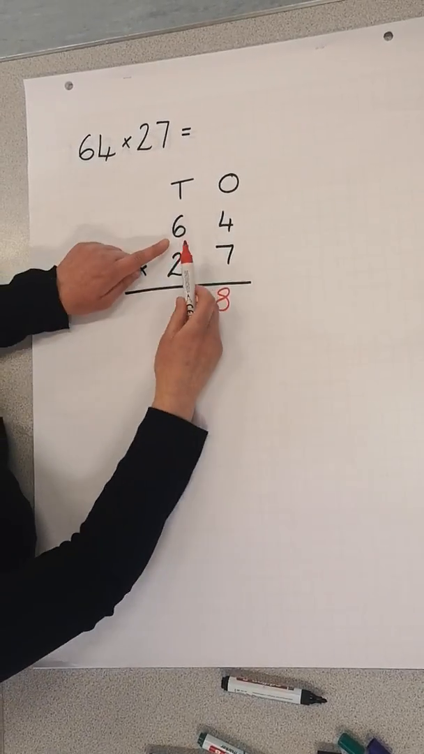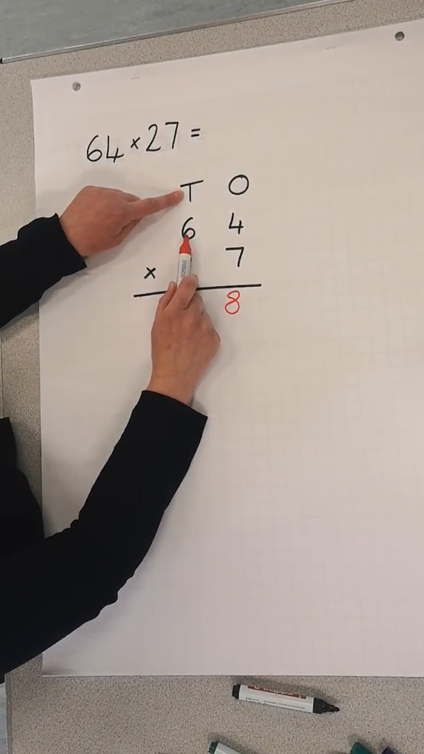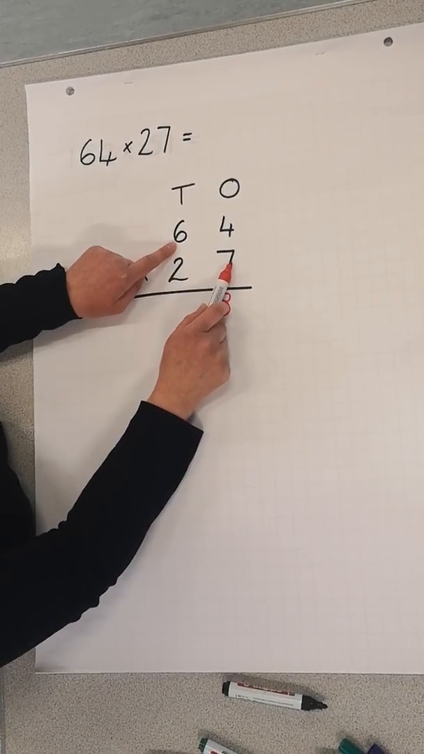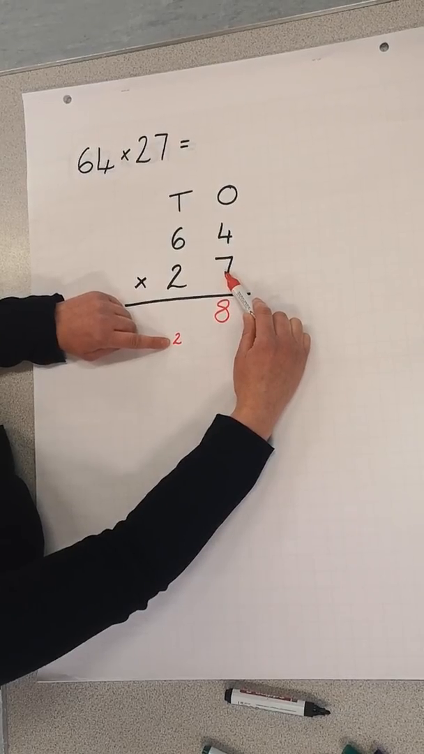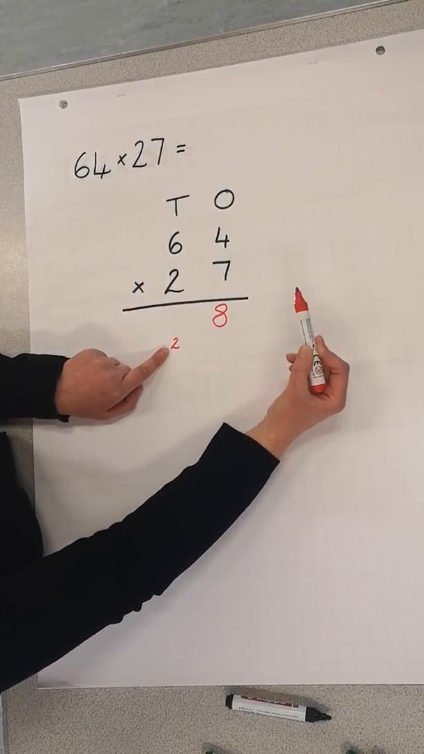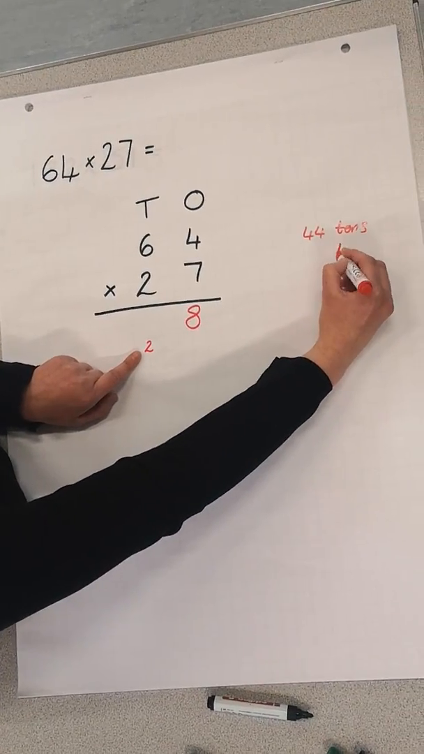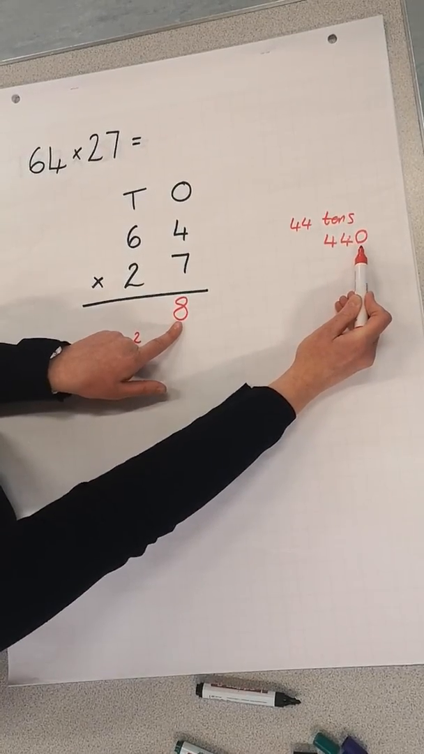My next step is I'm going to multiply the 6, which we know is 60 because it's in the tens place, by the 7 ones. So 6 times 7 I know is 42. Don't forget I've got to add this bit. So 42 tens, add 2 more tens is 44 tens. And I know that 44 tens is actually 440. So there's my placeholder, which will be under there.